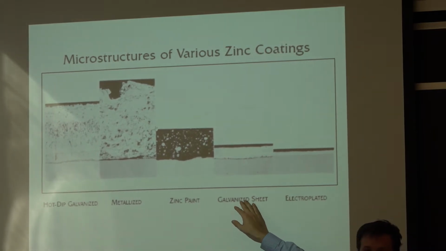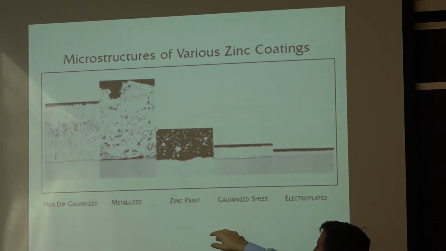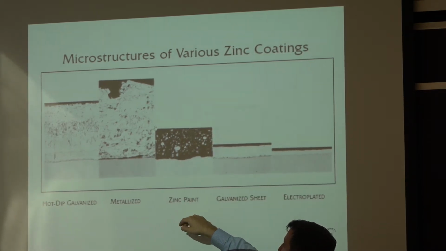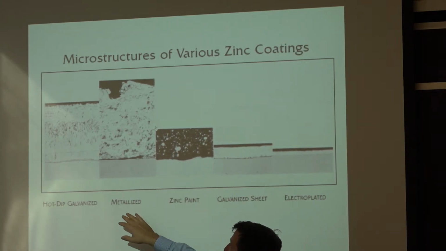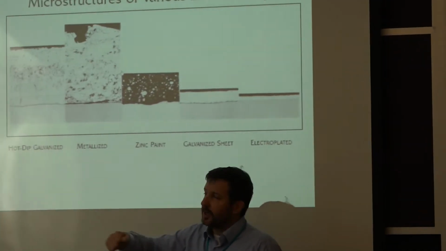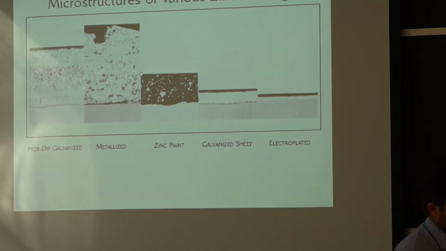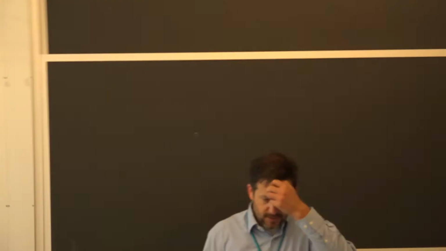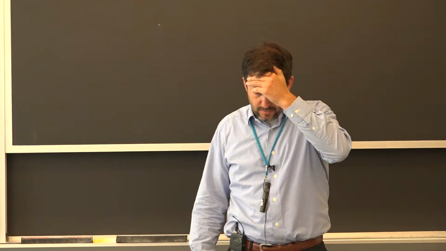Galvanized sheet that's used to make a lot of cars, body panels. Zinc paint, which is sold for a number of applications. Metallizing, which at this point means you are spraying a metal on the surface at high temperature. And hot dip galvanizing, which is what I want to focus on today, just because it's relatively simple and it's something that I'm hoping you can remember.